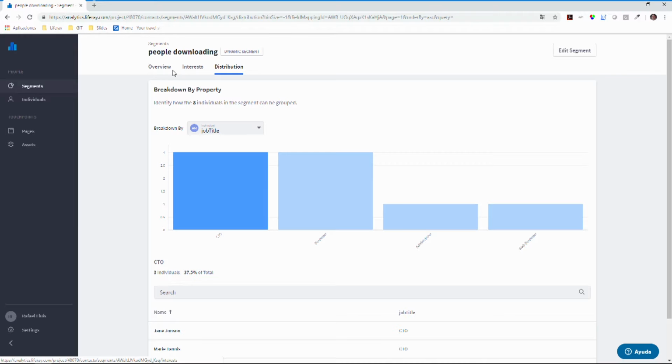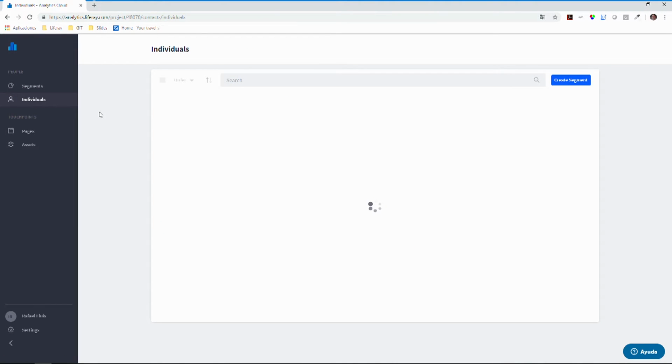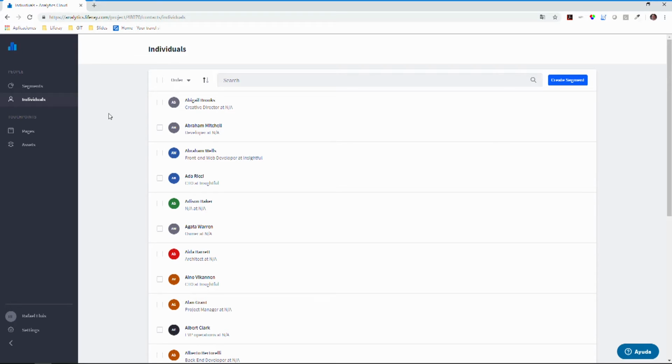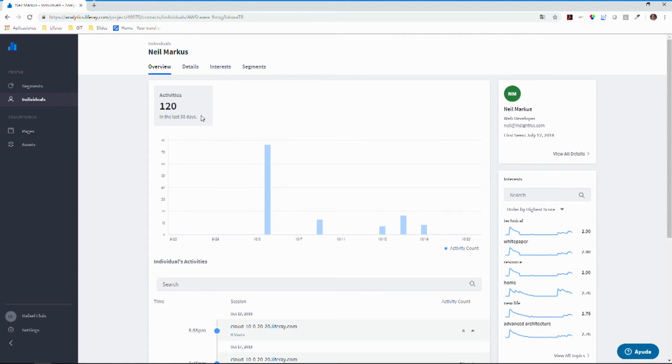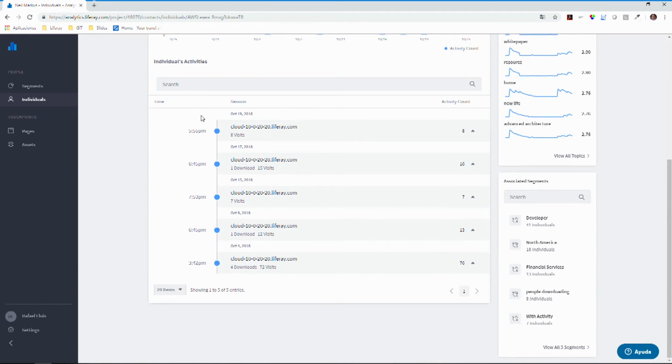Let's switch now to individuals. With individuals, we are going to focus on a specific person. We have, for instance, here a user called Nail, and we have some statistics. You can search for the user and get an overview like this, showing the activities that this specific user has been doing on my website lately, over the last 30 days, 90 days, etc. And I can go further and see those activities here.